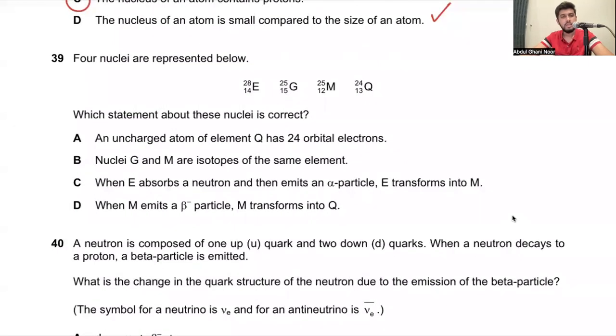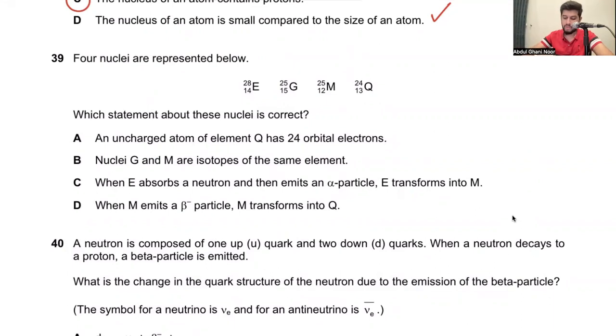Question number 39 says 4 nuclei are represented below. Which statement about these nuclei is correct? An uncharged atom of nucleus of element Q has 24 orbital electrons. No. Element Q has 13 protons, hence 13 electrons. Nuclei G and M are isotopes of the same element. G and M don't have the same proton number, so they cannot be isotopes of the same element. Even though they have the same nucleon number, that is not the condition.